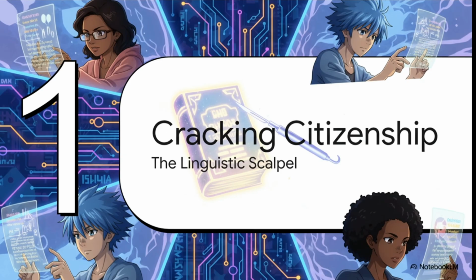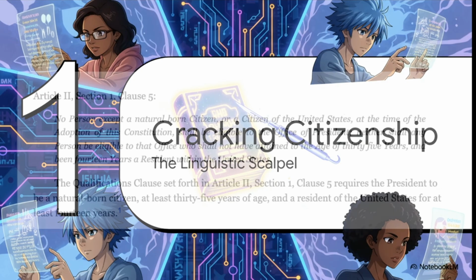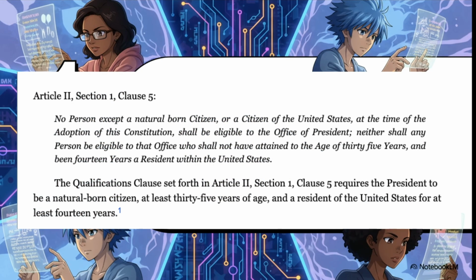So now, let's look at the actual code. Article 2, the part about who can be president. Read it closely with me. No person except a natural-born citizen, or a citizen of the United States. Did you see that? That comma and that tiny but incredibly powerful word, "or"?